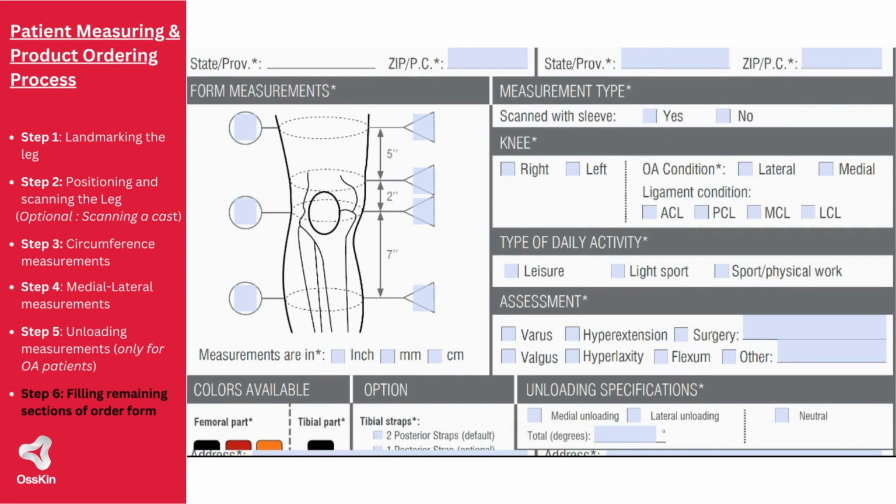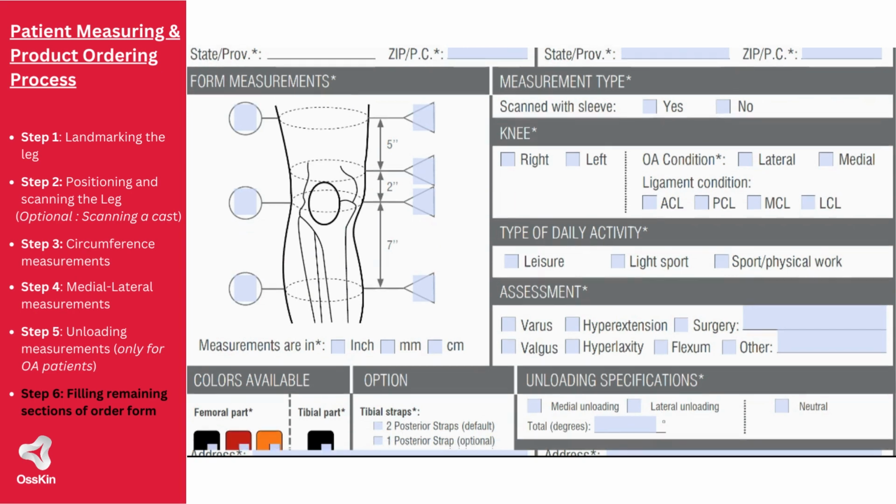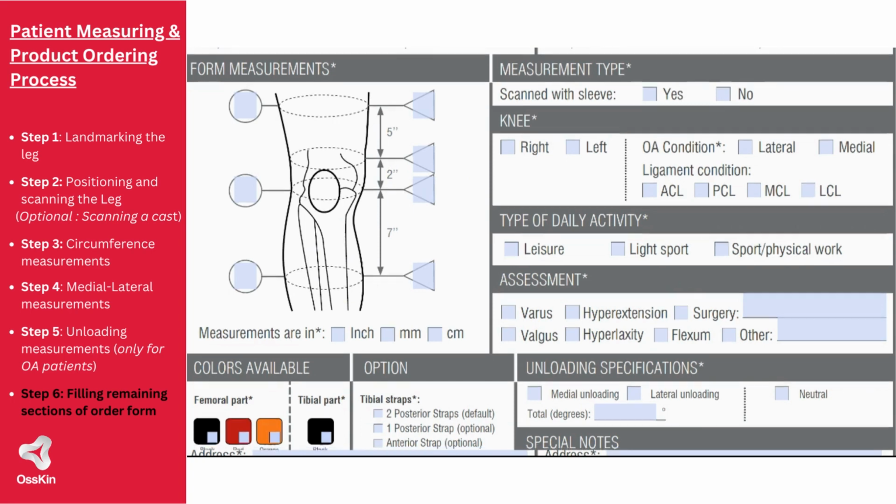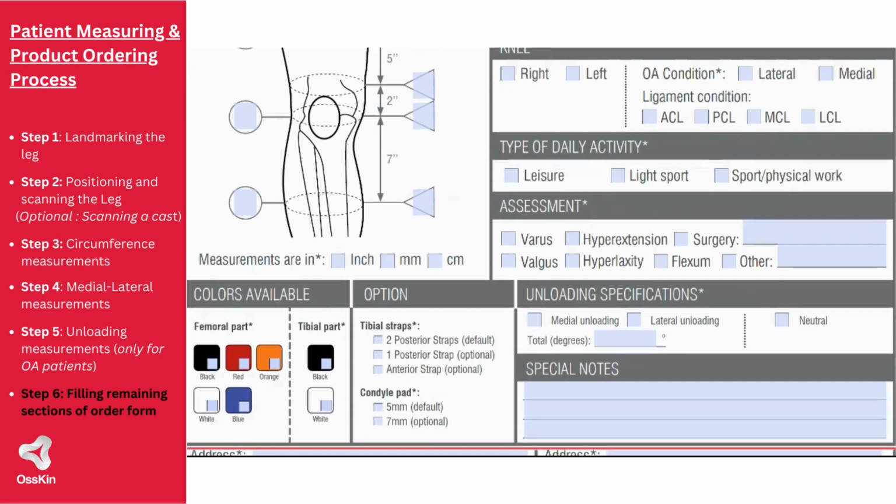Identify if it's a right or a left knee brace, and identify if it's lateral or medial OA that this patient has. If the patient has any ligament condition, please identify it here also in the knee portion. Then identify the type of daily activities of the patient. So leisure would be your light ADL patients.